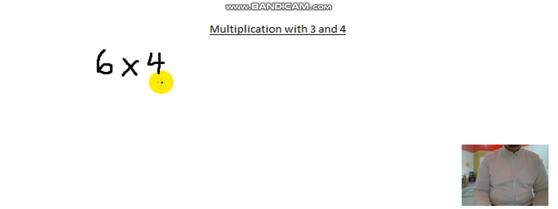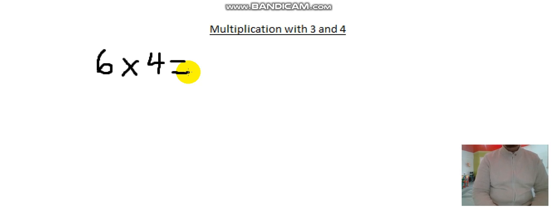In this multiplication, what number am I multiplying with 4? I am multiplying 4 with 6. In order to find 6 times 4, I need to find the double of 6. So let's get that into perspective. What is the double of 6? So 6 plus 6, that makes 12.